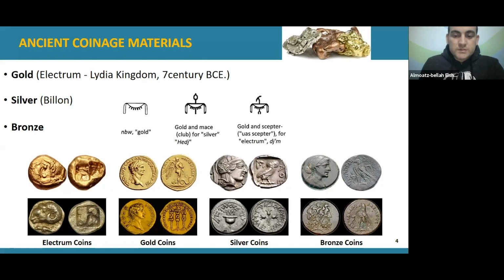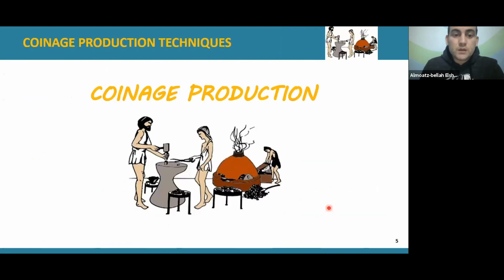For the bronze, lots of coins were made from bronze. And here you can see the symbols of gold, silver, and electrum in ancient Egyptian writing. And here you can see electrum coins, Roman gold coins, silver coins, and bronze coins.